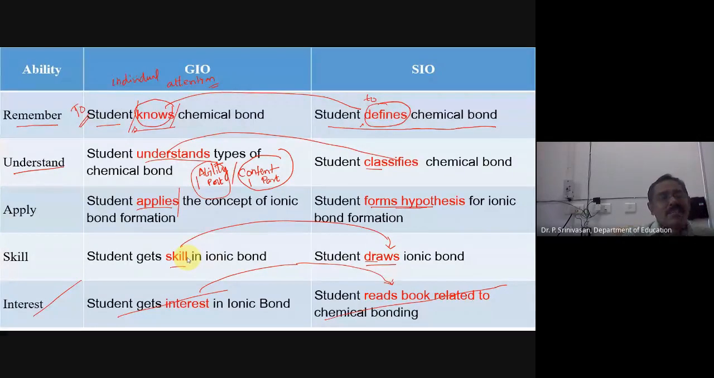See, I'll summarize. Now we have only 4 abilities. All the 16 have been filtered, or combined. You exclude interest also. That is not required, but for teaching purposes I have said it. Therefore, 4 only: remember, understand, apply, and skill. It has to be written in two types: one GAO, the other SAO. GAO are the words which are inactive, non-observable, or non-measurable. SAO are the words which are active, measurable, and observable.